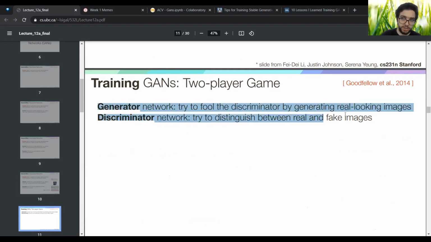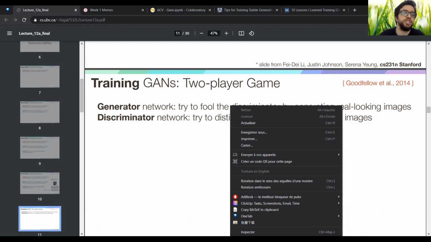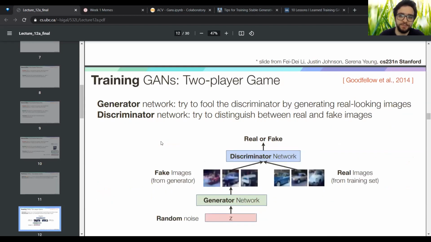To create this loss, what they propose is to use another neural network that will give you this loss. So we have the generator, which is trying to generate images that look real, images that are similar to the training data. And the discriminator, this new neural network, will work to distinguish between the real images that we have and the fake images that the generator is giving, right?